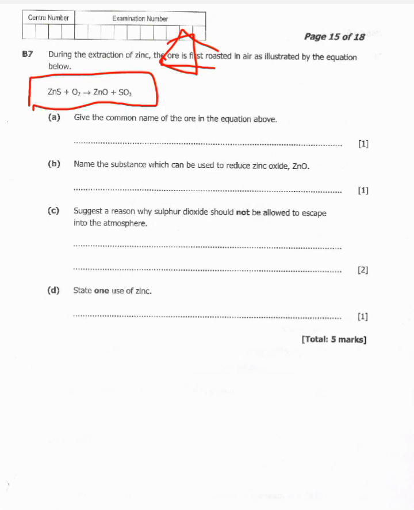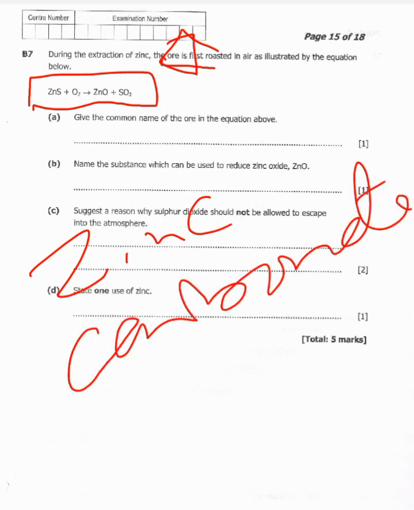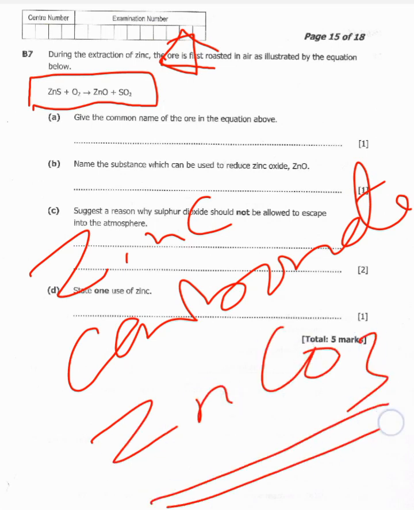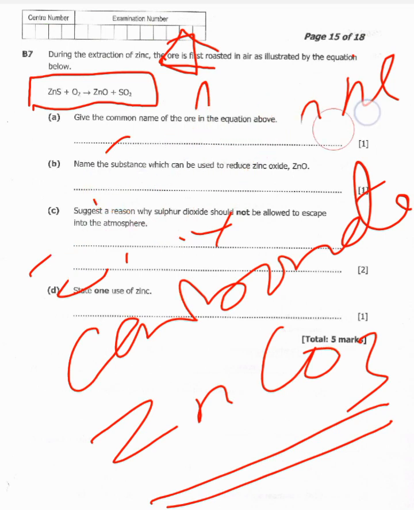Zinc has probably two ores that we can commonly find it in. We have zinc carbonate. That is its chemical formula. The zinc carbonate's common name is calamine. So that is the first ore that we can talk about.